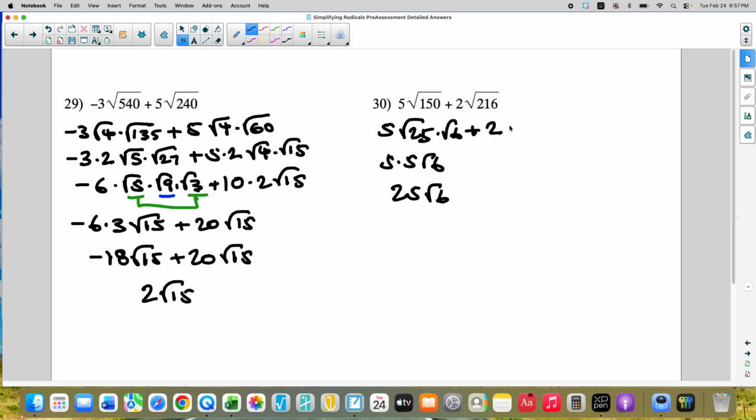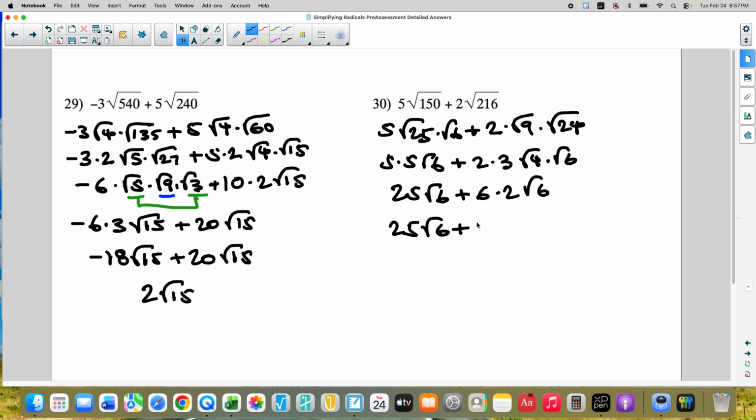216. 9 goes into it, so I'm going to break that into rad 9 times rad 24. 9 goes into that... 18, 36, 24. So 2 times 3, 24 is 4 times rad 6. So that's 6 times 2 rad 6. Bring down the 25 rad 6 plus 12 rad 6. 37 rad 6. Nice. Let's make sure, just checking.